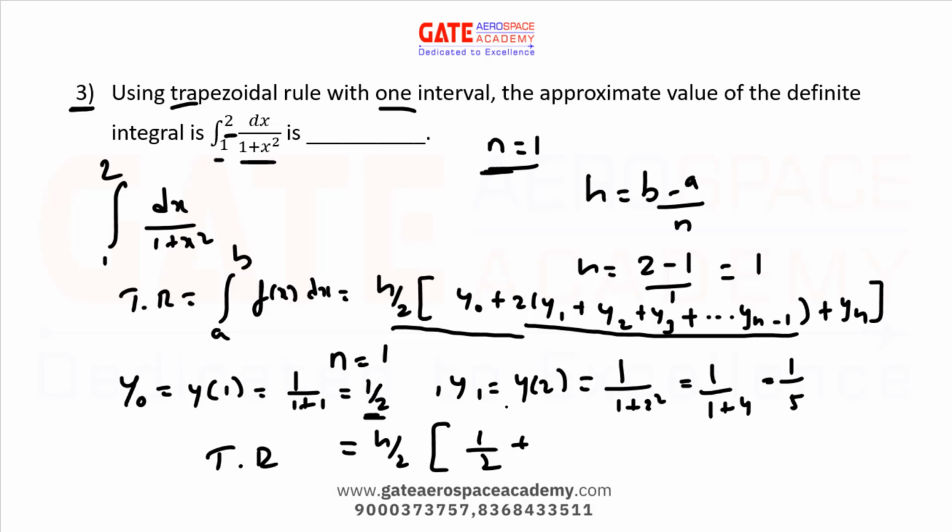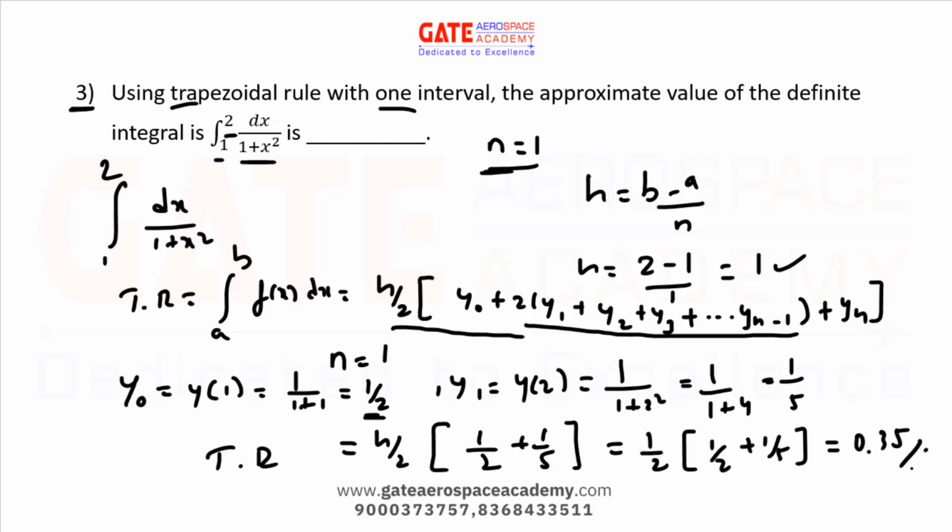Yeah. So 1 by 5. So what is h? We know that it is nothing but 1. Already we have calculated what is h. 1 by 2, 1 by 2 plus 1 by 5. So if you calculate, this will be 0.35. So this is the right answer for this trapezoidal rule question. So 0.35. Now let's move to the next question.